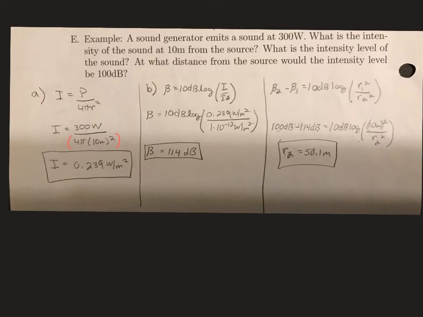So the first thing I'm going to do is take the 100 decibels minus the 114 decibels. That is going to give me a negative 14 decibels. And then I'm going to divide by the 10 decibels on both sides, giving me a negative 1.4. The decibels now cancel out.